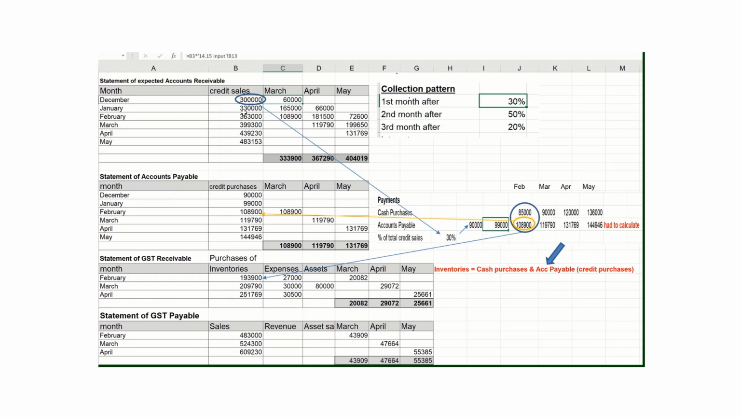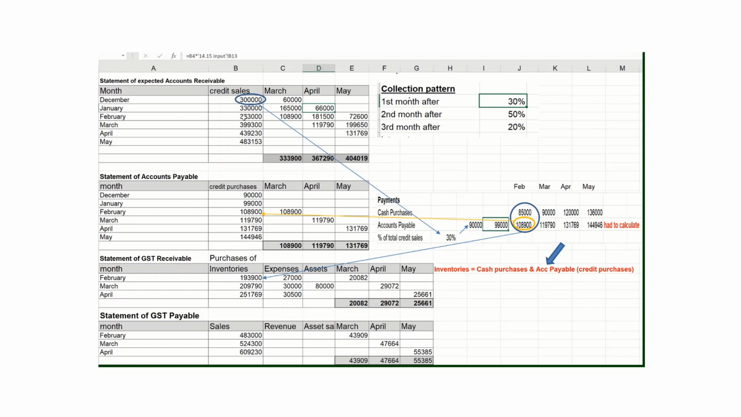If we look at January's credit sales, 330,000. The next month we will receive 30%. The next month is February, so it's not part of my 3-month budget. So January's first amount that we're going to receive that is part of this budget is 50% in March. So 50% of that in March, and in the 3rd month, April, we will receive 20% of the 330,000. So in April, we will receive the 66,000. I'm going to do one more.